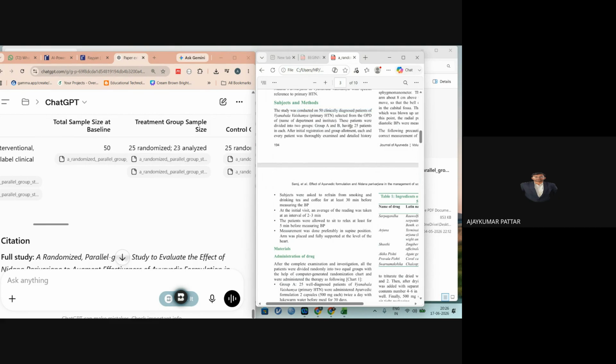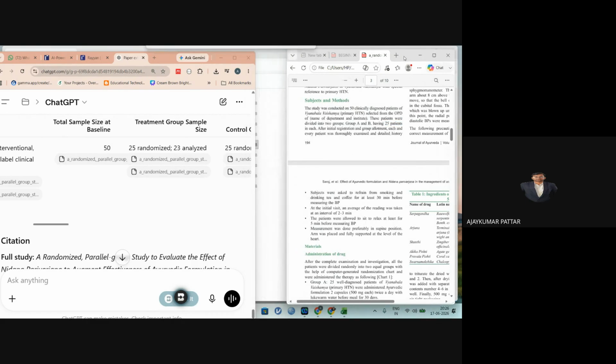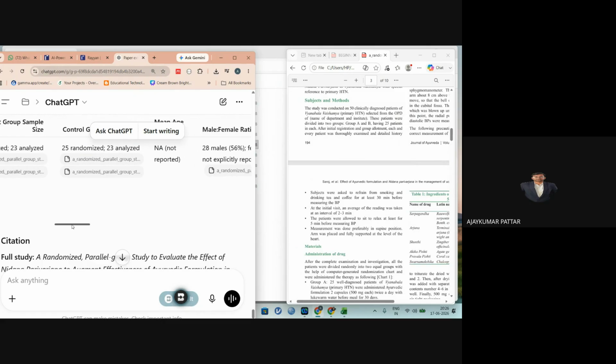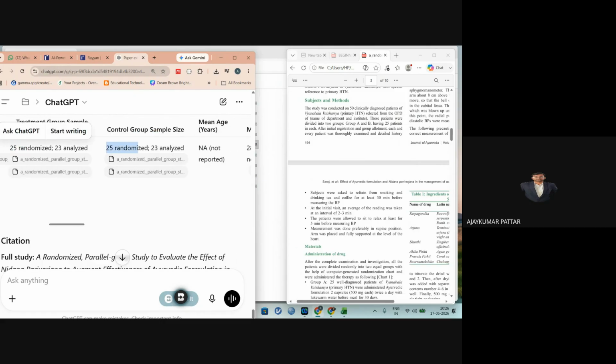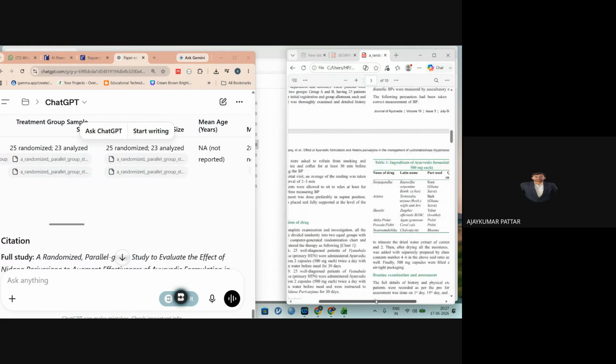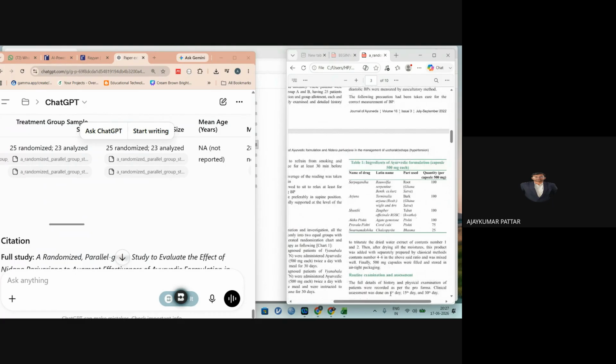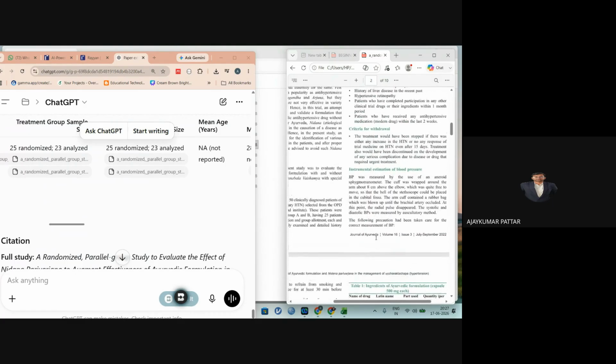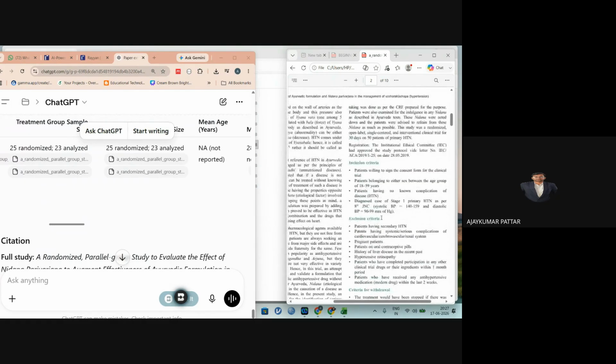How many have they taken? 25 patients each, A and B having 25 each. So here ChatGPT has also taken it properly. Correct. 25 randomized for the treatment group and 25 randomized for the control group. The second one is 23 analyzed. What does that mean? They may have later had loss to follow-up of two participants. So that's why it is taken as 23.